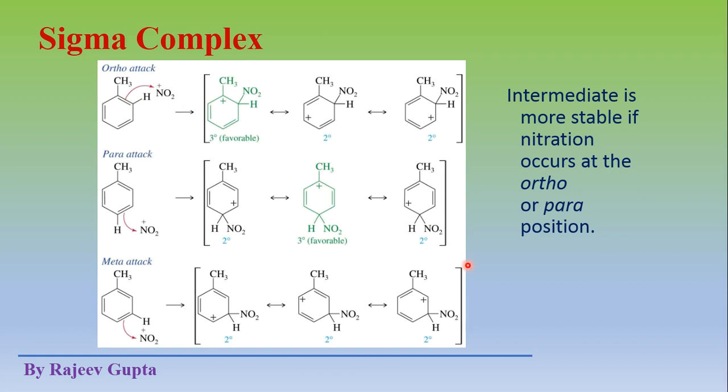to the overall sigma complex compared to this meta attack, where we don't get this type of 3-degree carbocation which is directly nearby this methyl group and also conjugated with these two pi bonds. In this case we don't get it. So the more stable intermediates are obtained in the case of ortho attack and para attack, but we get a less stable intermediate in case of meta attack.